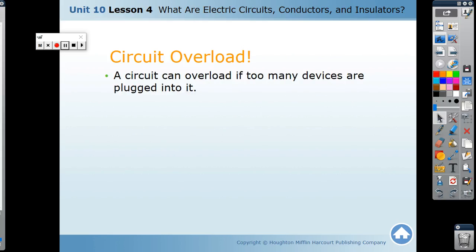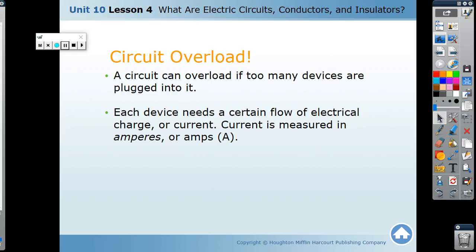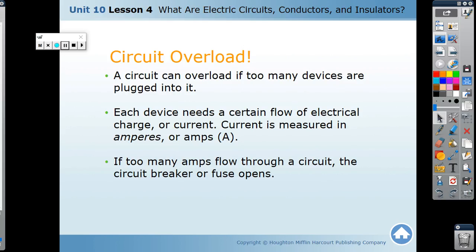A circuit can overload if too many devices are plugged into it. Each device needs a certain flow of electrical charge, or current. Current is measured in amperes, or amps. If too many amps flow through a circuit, the circuit breaker or fuse opens.